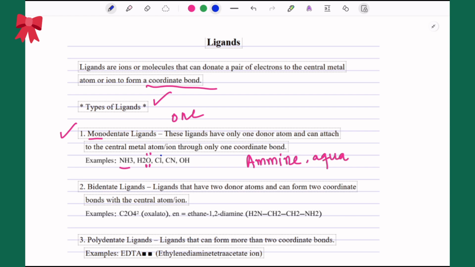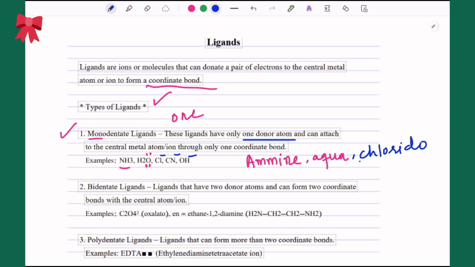The third is Cl minus, which is nothing but chloride. It is monodentate because it can donate just one lone pair of electrons, an unshared pair of electrons, and it is a negatively charged ligand. So it is known as chlorido. Then cyanide, it is cyanido. It is again monodentate. OH minus, that is hydroxide, will be called hydroxido. This is also negatively charged and monodentate. Monodentate ligands are those which have only one donor atom and can donate only one electron pair.